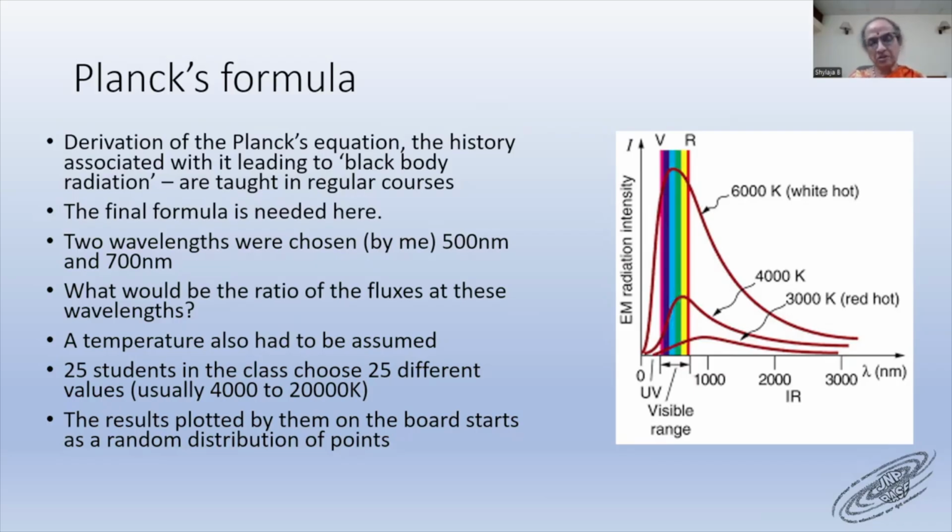Then what would be the ratio of the fluxes that is emitted at these wavelengths? It is solely a function of temperature. Therefore, they have to assume a temperature. Because they know the formula, each one will pick a particular temperature and calculate what should be the ratio of the flux at 500 and 700 and what the ratio is for another pair of wavelengths. Now the results are plotted by them on the board.